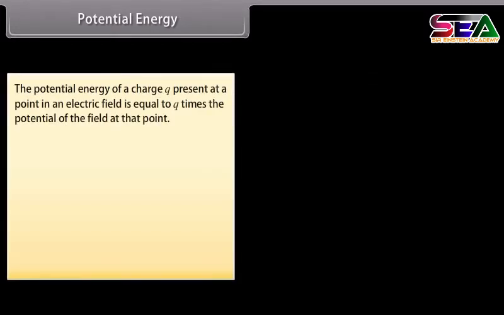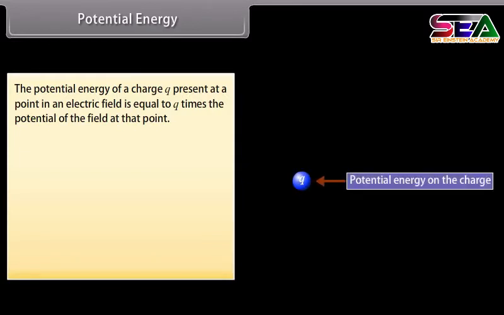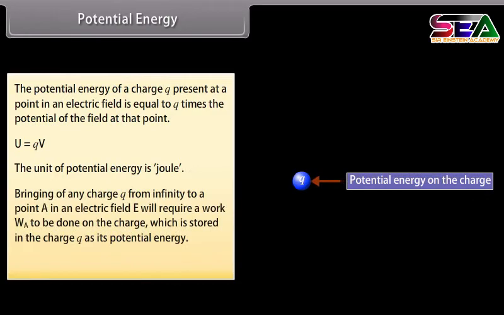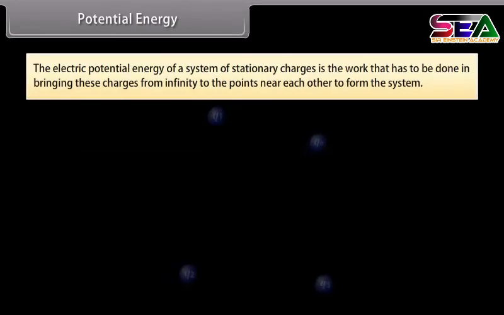Potential energy. The potential energy of a charge Q present at a point in an electric field is equal to Q times the potential of the field at that point. U is equal to QV. The unit of potential energy is joule. Bringing of any charge Q from infinity to a point A in an electric field E will require a work W_A to be done on the charge, which is stored in the charge Q as its potential energy. U_A is equal to QV_A. The electric potential energy of a system of stationary charges is the work that has to be done in bringing these charges from infinity to the points near each other to form the system.